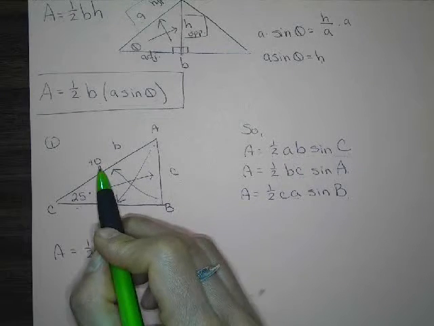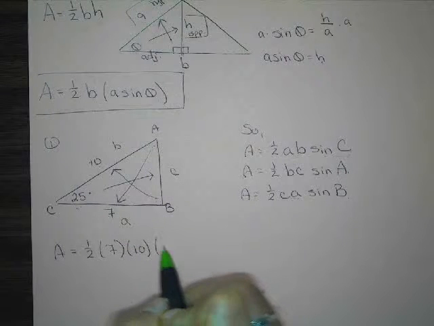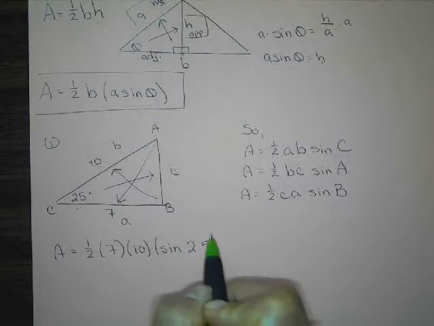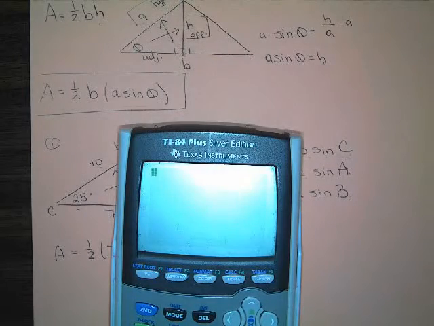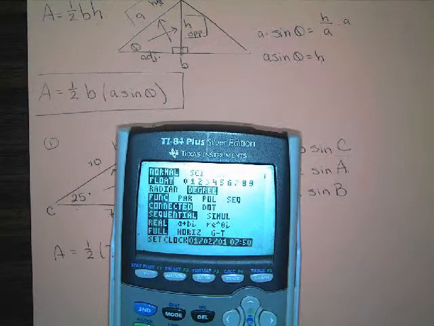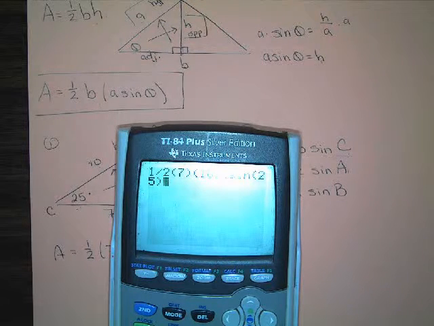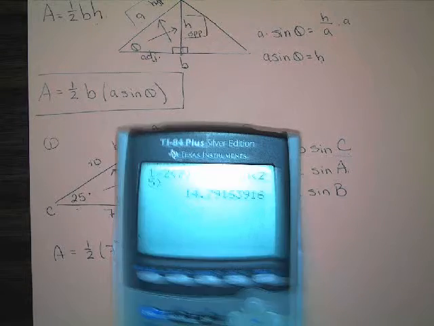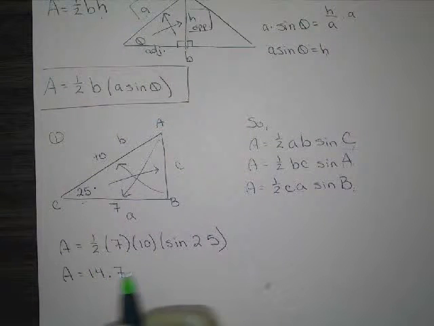Little b, which is side B, is 10. And then I have the sine of my angle, which is C. So sine of 25. Now if I plug all that in, I just have to get out my calculator, make sure you are in degree mode, and then punch it in. So I have 1/2 times 7 times 10 times the sine of 25. Gives me 14.79. So that means that the area of this triangle is 14.79.